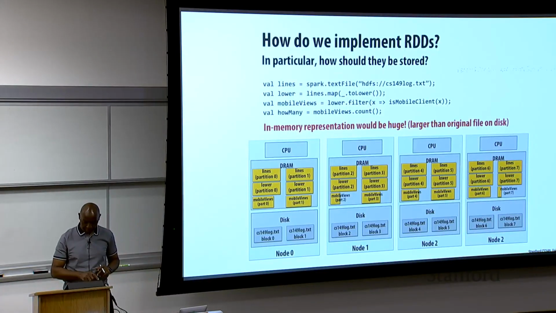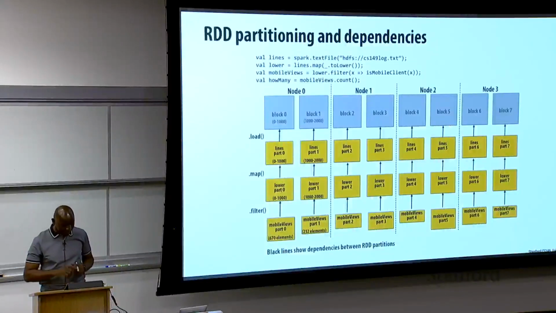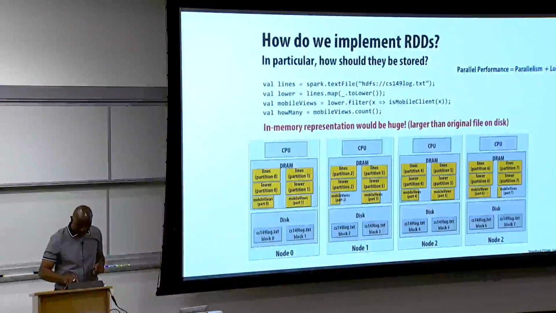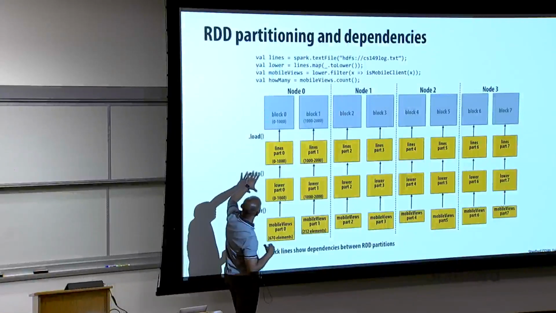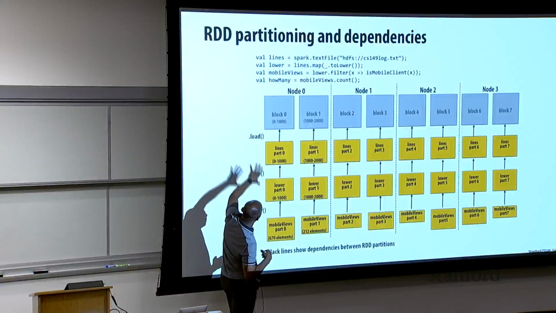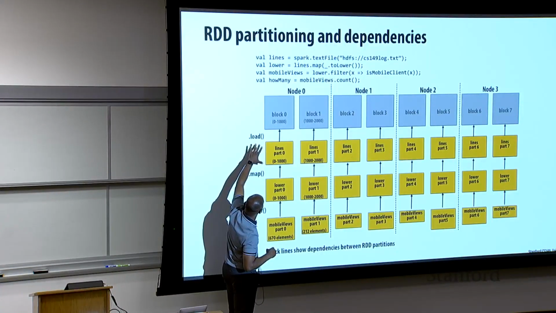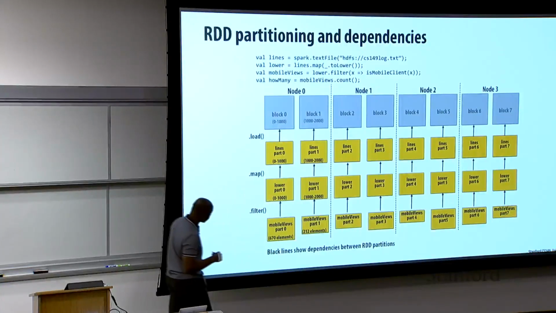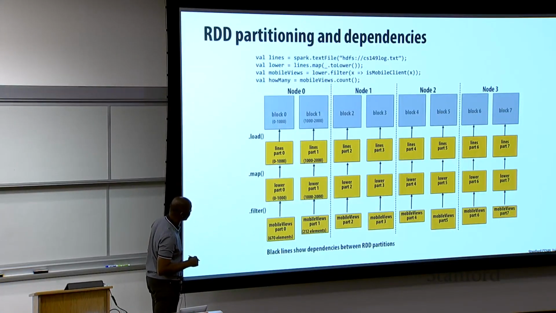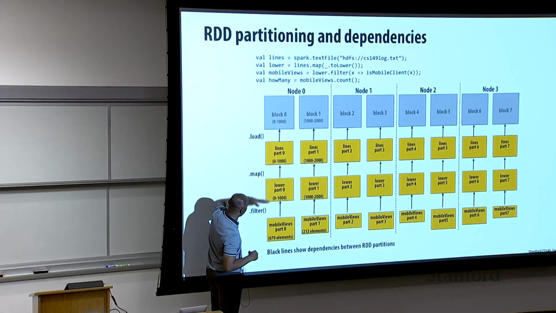Where are we? Oh, running out of time. All right, so let's figure out how we can do things efficiently. One of the things we could do is think about the dependencies, right? And the dependencies go from the data in the file system through the different partitions of the different RDDs, from lines to lower to mobile views.